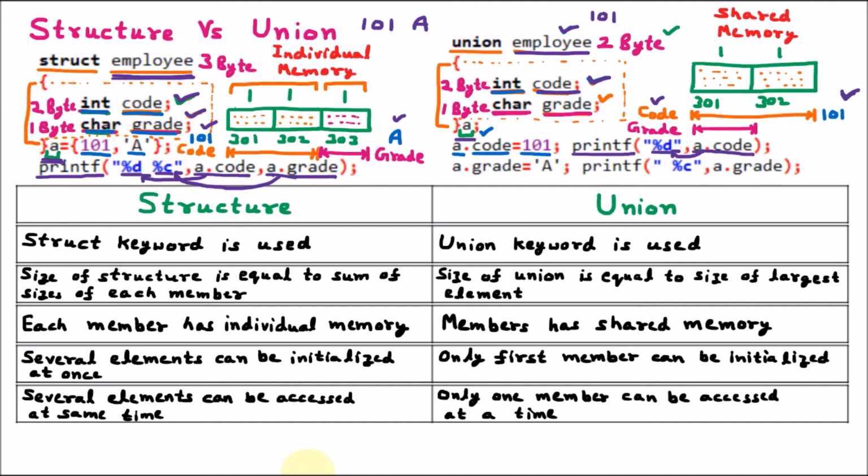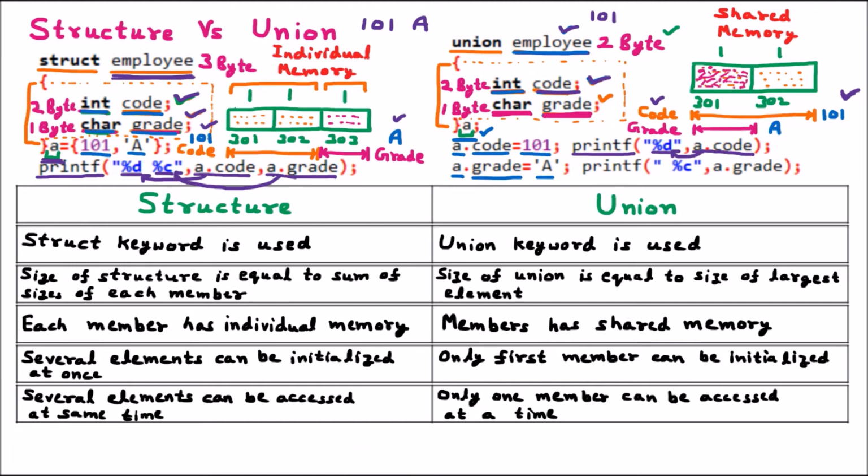Now in the union, if I want to initialize the second element, we will write A dot grade. We know that A is the variable and that is of union employee, and here we have the second element which is grade. So here A dot grade means the grade we are providing is A. We know that here we are using the shared memory and grade is of character type, so 1 byte will be taken by the grade.